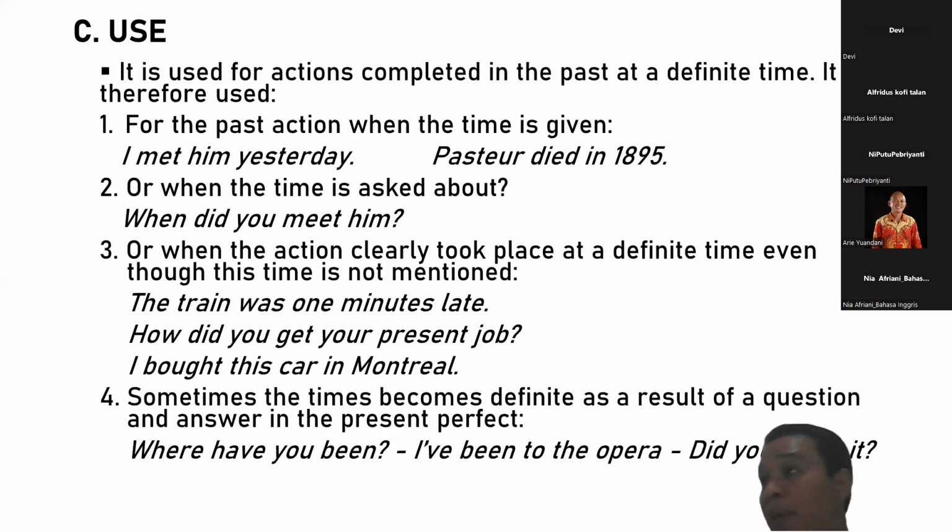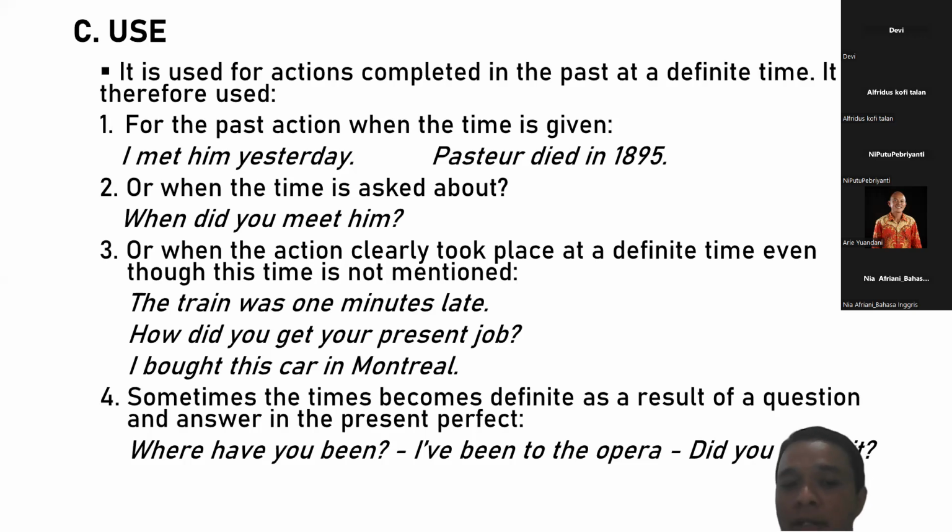How did you get your present job? I bought this car in Montreal. So these kinds of examples are called definite, as the action clearly took place at a definite time, even though this time is not mentioned.